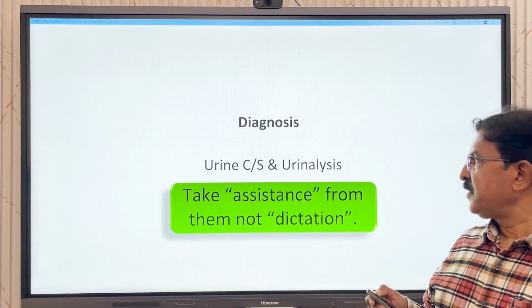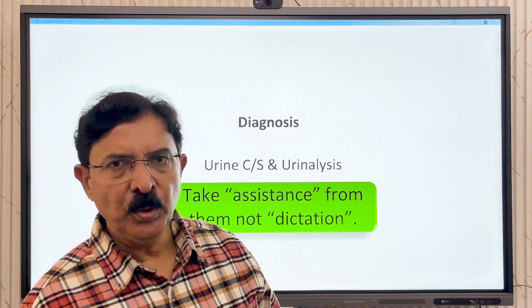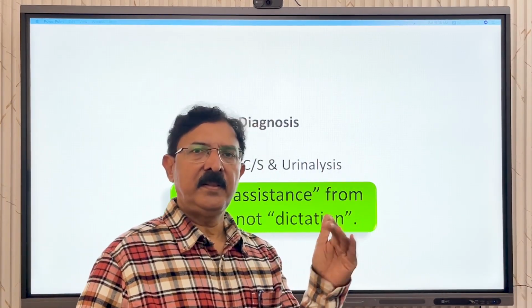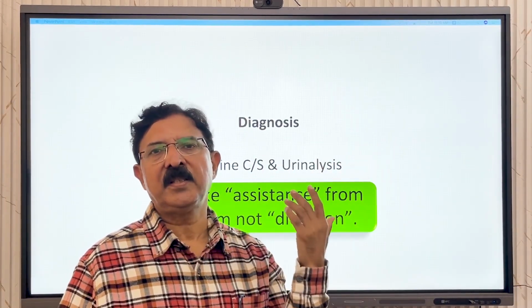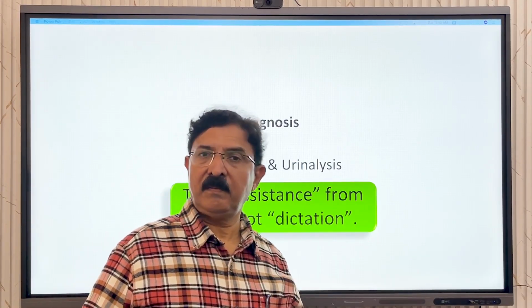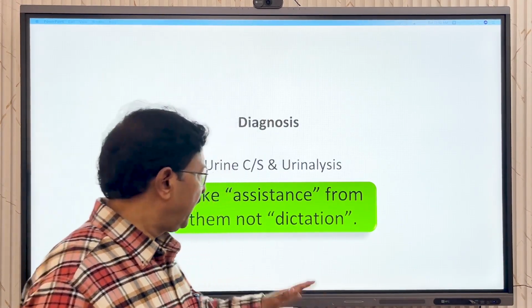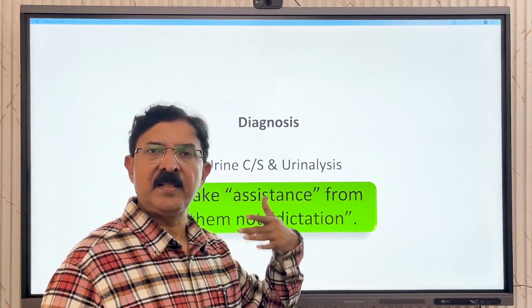please take assistance from them, not dictation. What mistake some people make is, the moment they see culture positive, they look at the antibiotic profile and pick up anything from the top. Amikacin injection, start immediately. Augmentin, start immediately. That is what should not be done. Take assistance from these reports. There are fallacies in these reports. It is better to repeat the culture sensitivity.